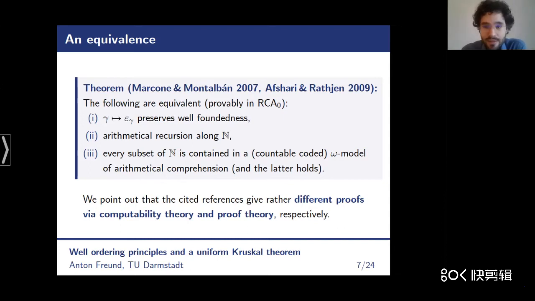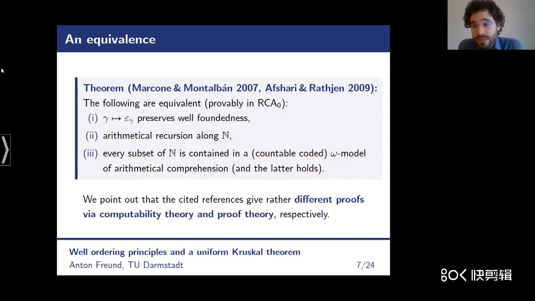And yeah, I think that's quite interesting, because now we have a statement that's simply the relativization of this statement from Gentzen's result from ordinal analysis. But we also have this statement here, which is very typical of reverse mathematics. And what's also telling is that there are actually 2 very different proofs of this theorem, of this equivalence here, namely the one by Marcone and Montalban uses computability theory, and the other one by Afshari and Rathjen uses proof theory. So yes, I think it's nice to see that these 2 approaches come together in that result.